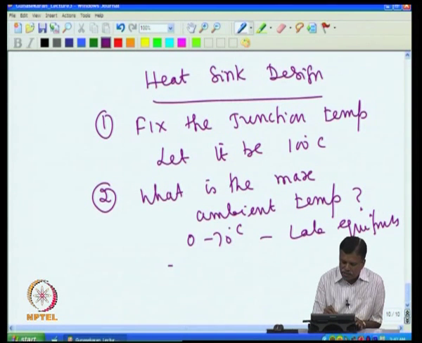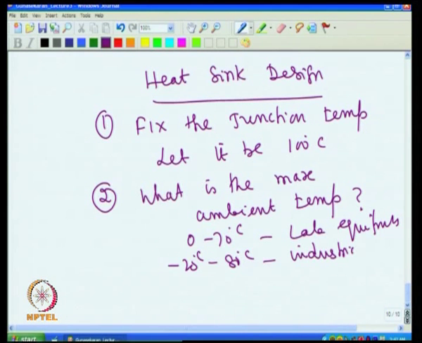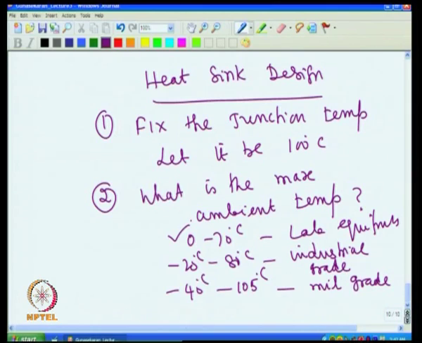Then for industrial grade equipments, it is minus 20 degree C to 80 degree C. Then for mil spec we have minus 40 degree to 105 degree C for mil grade equipment. For military applications we need much higher temperature. So, we have to select the operating ambient temperature. Let us take in this case we are working with lab grade equipments, 0 to 70 degree C.